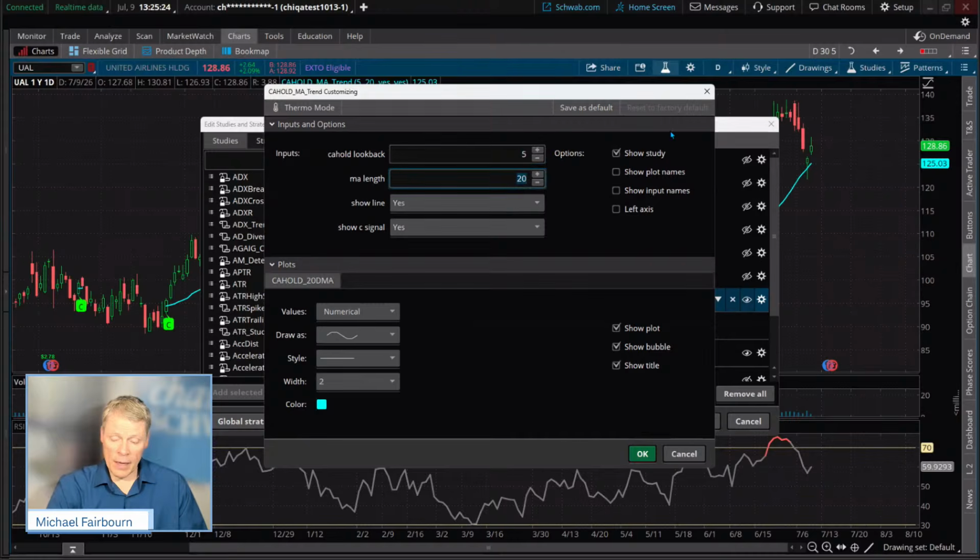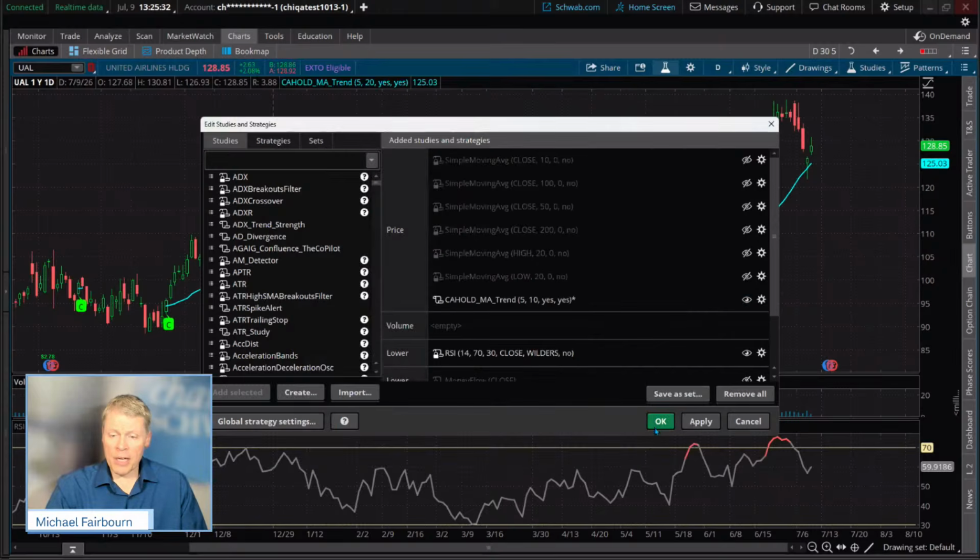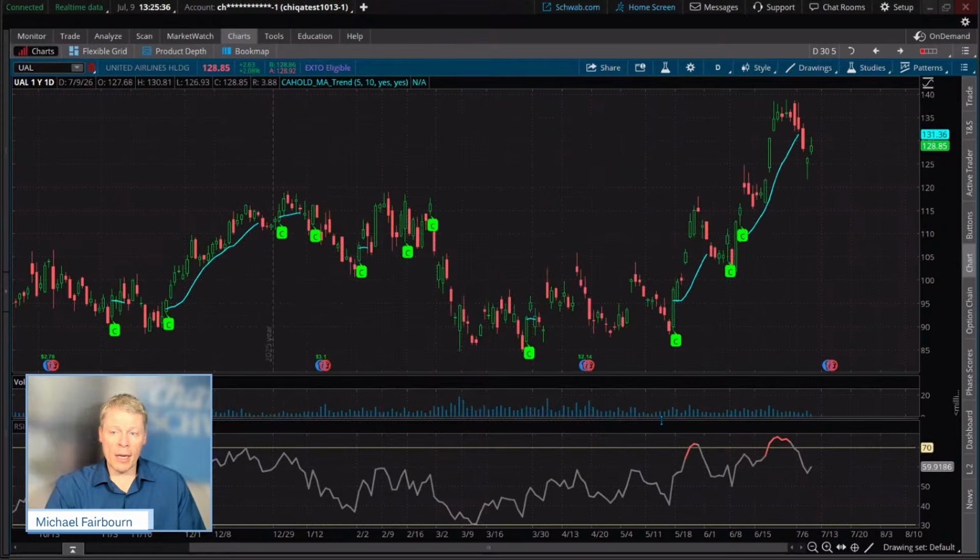Still, it's a 5-day look back period. In other words, there's got to be a pullback of 5 bars. That's built into the code to get the hold in the first place. So that kind of matches what we were looking at on the scan. But now I'm going to use a 10-day moving average. Okay, what do you see on this one? Okay, this one a little better.